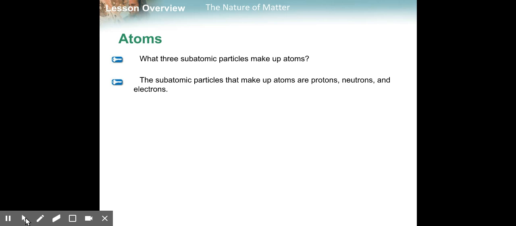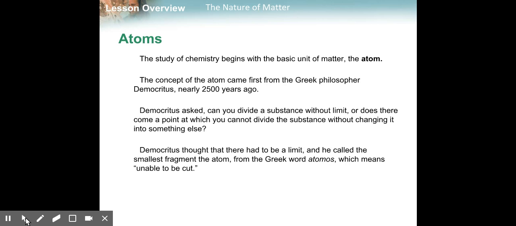So starting off with atoms, my first grader learned about these this week, so hopefully you guys are all very familiar with atoms. The particles that make up atoms: protons, neutrons, and electrons. The atom is the basic unit of matter. This guy named Democritus came up with this idea. He basically said, at what point can you keep cutting things down before it stops being matter? And so he decided that the very smallest thing that can still be considered matter is an atom.